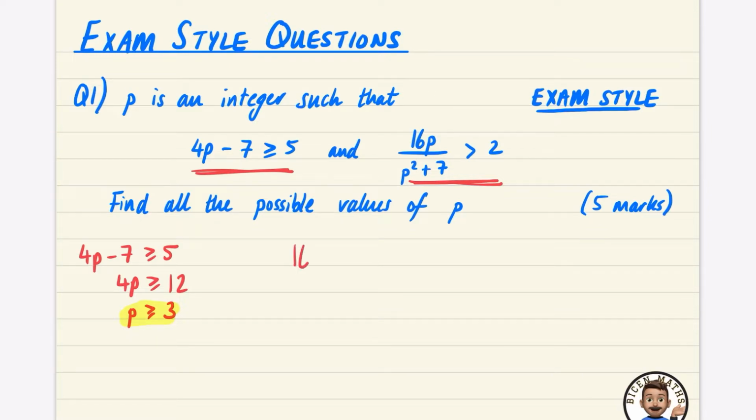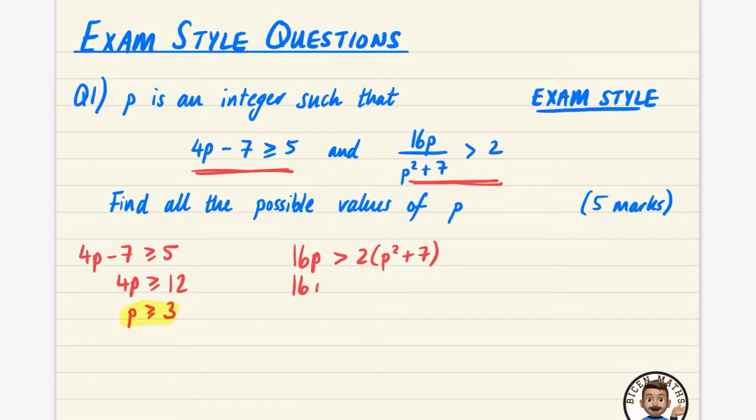Now the second one is 16p over p squared plus 7 is greater than 2. So my first step here is going to be to multiply both sides by p squared plus 7. And I'm going to need to make sure I do that in brackets. Now I'm allowed to multiply by p squared plus 7 because it's definitely a positive number. That's always going to be 0 or greater. So overall it's definitely positive.